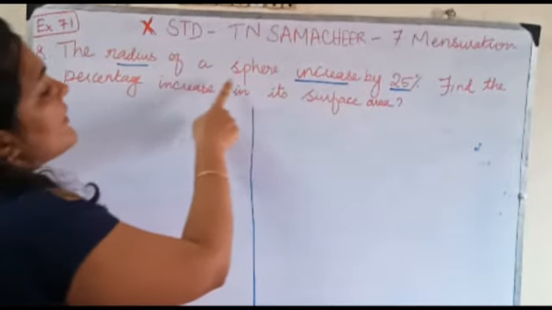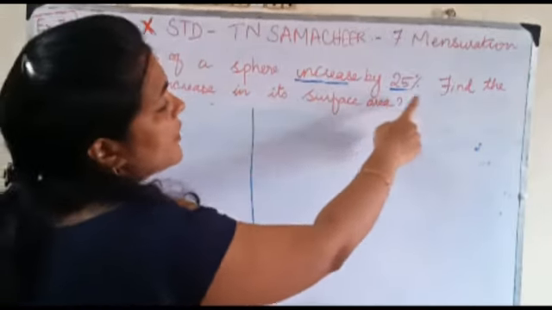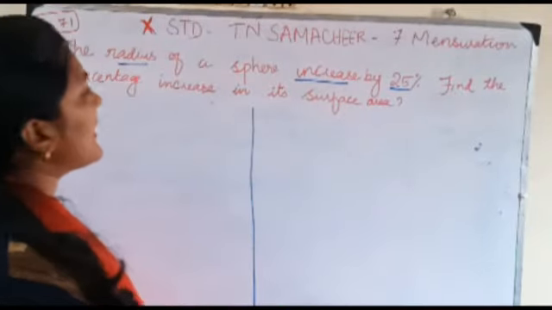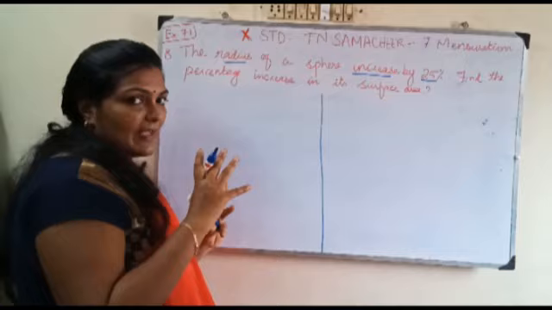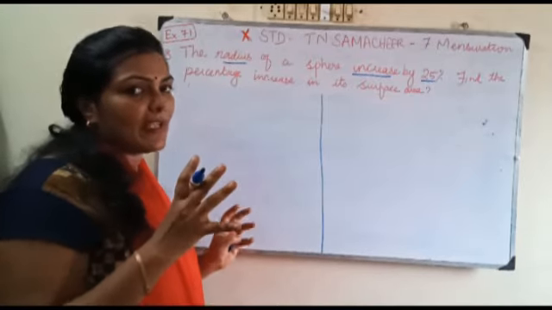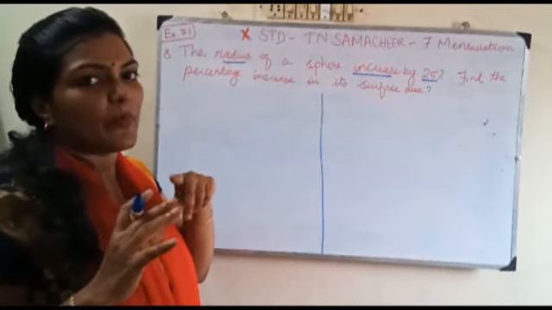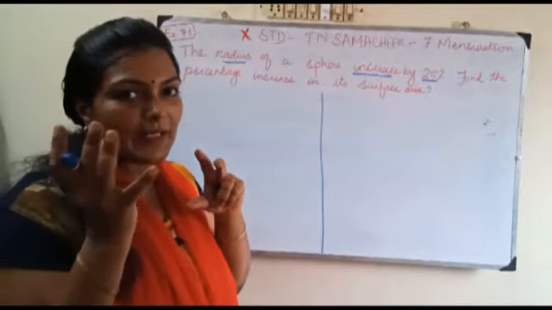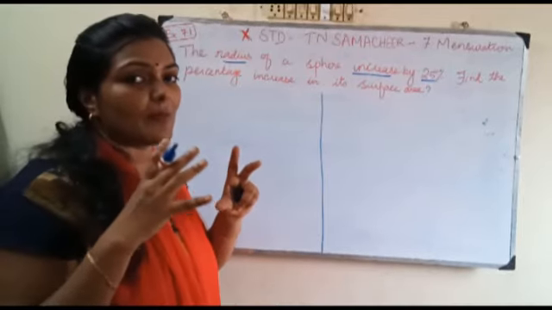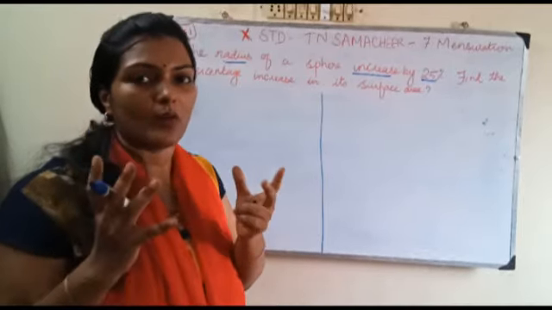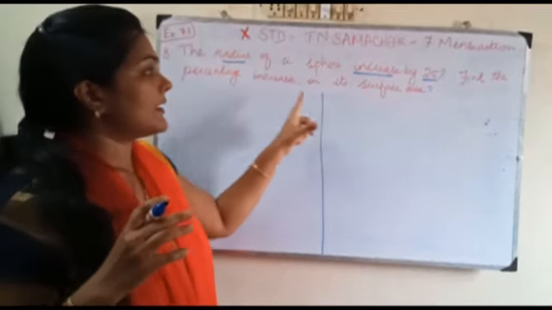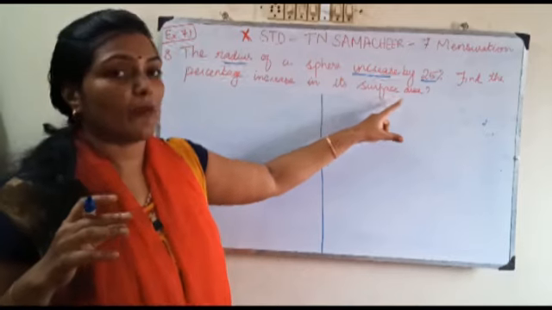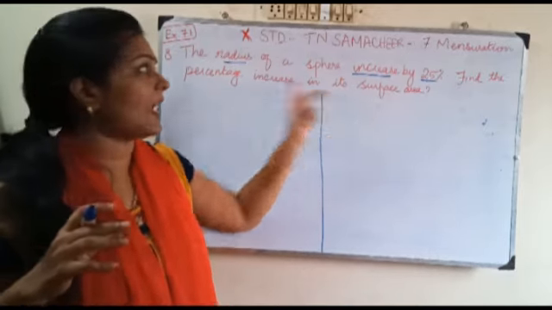The radius of a sphere is increased by 25%. Find the percentage increase in its surface area. A sphere is there. Initially its radius is some r. Then the radius is increased. If the radius is increased, automatically the area also increases. So by how much percentage the surface area of the sphere is increased, they are asking.